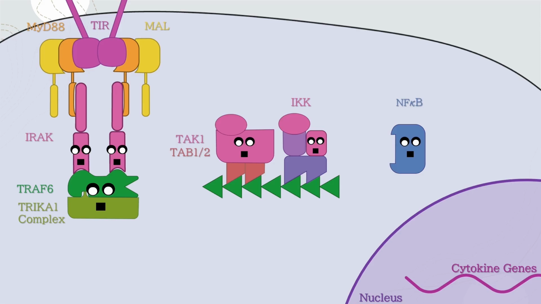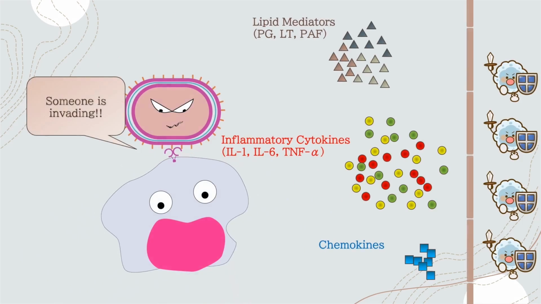NF-κB goes into the nucleus and promotes the transcription of cytokine genes as a transcription factor. This is the process from the binding of LPS to TLR4 to the release of cytokines.